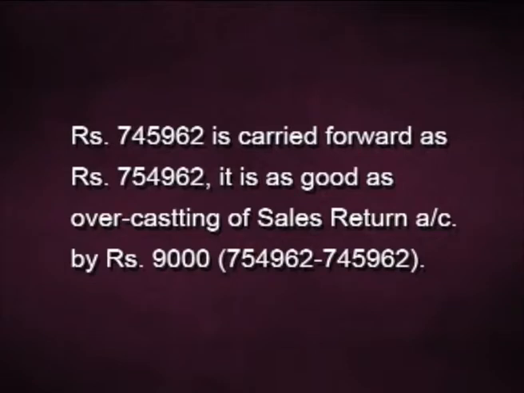As in this case, rupees 7,45,962 is carried forward as 7,54,962. It is as good as overcasting of sales written account by rupees 9,000, that is the difference of 7,54,962 and 7,45,962. Putting it simpler, the debit effect in sales written account has increased by rupees 9,000.